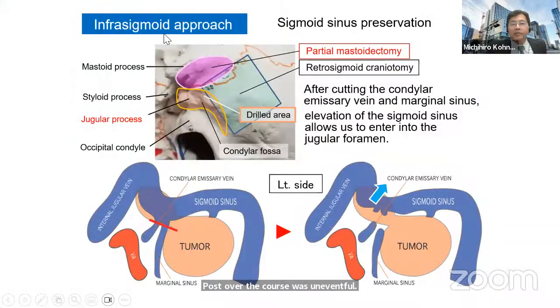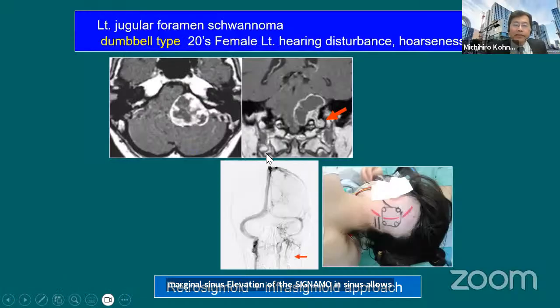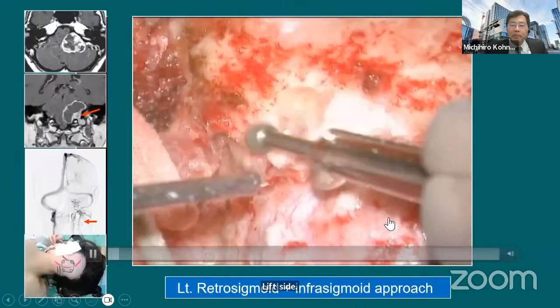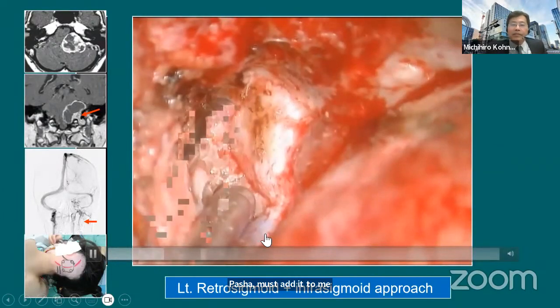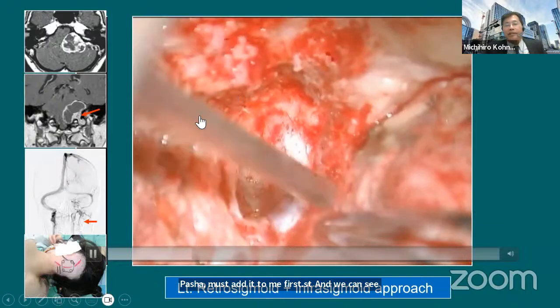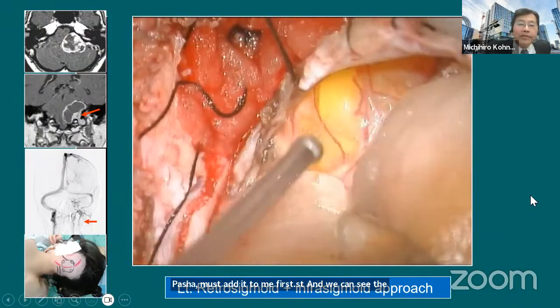About the infrasigmoid approach, we drill the jugular process extensively, and after cutting the condylar emissary vein and the marginal sinus, elevation of the sigmoid sinus allows us to enter into the jugular foramen from medially. Left side, dumbbell-shaped tumor. Partial mastoidectomy first. We can see the condylar emissary vein, jugular bulb, and internal jugular vein.